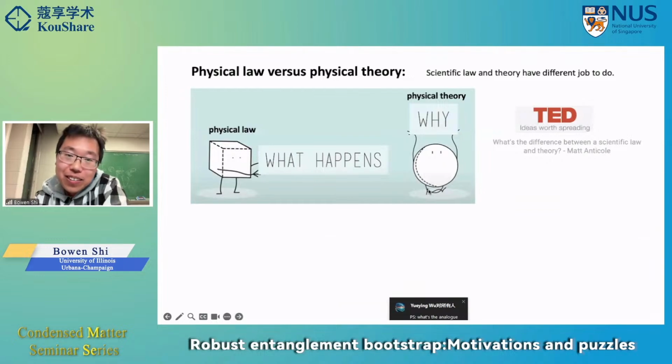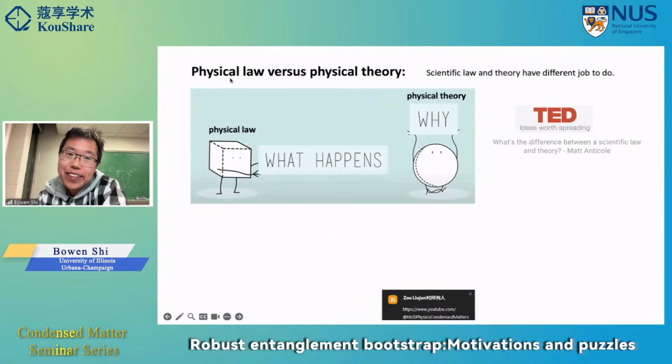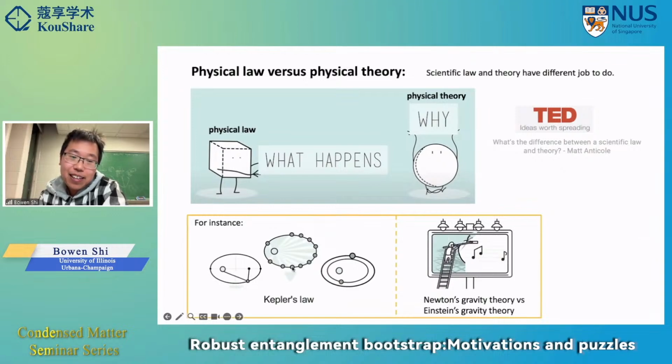More generally, what I'm trying to say is that there is an interesting distinction between physical laws and physical theory, and this is from a TED talk which I liked a lot. Roughly speaking, physical laws are about what happens, and physical theory is about why it happens. We try to come up with the most logical explanation of it. For instance, Kepler had the 3 laws about planet motion, but that's not the end of the story, because those 3 laws are explained more simply in Newton's theory of gravity. So that's an example of the difference.